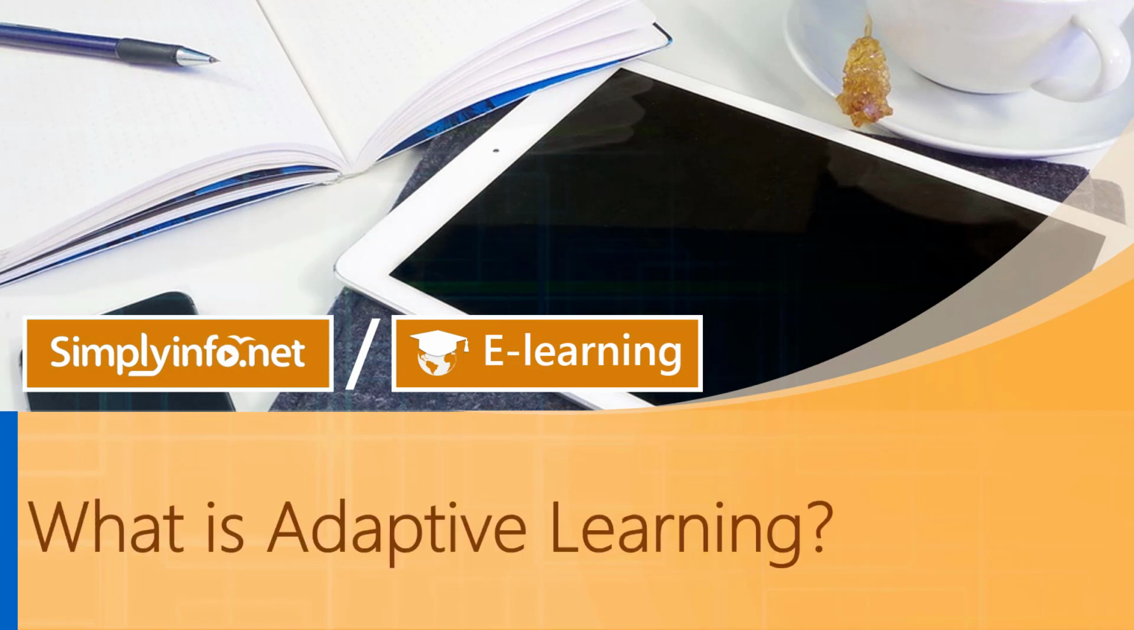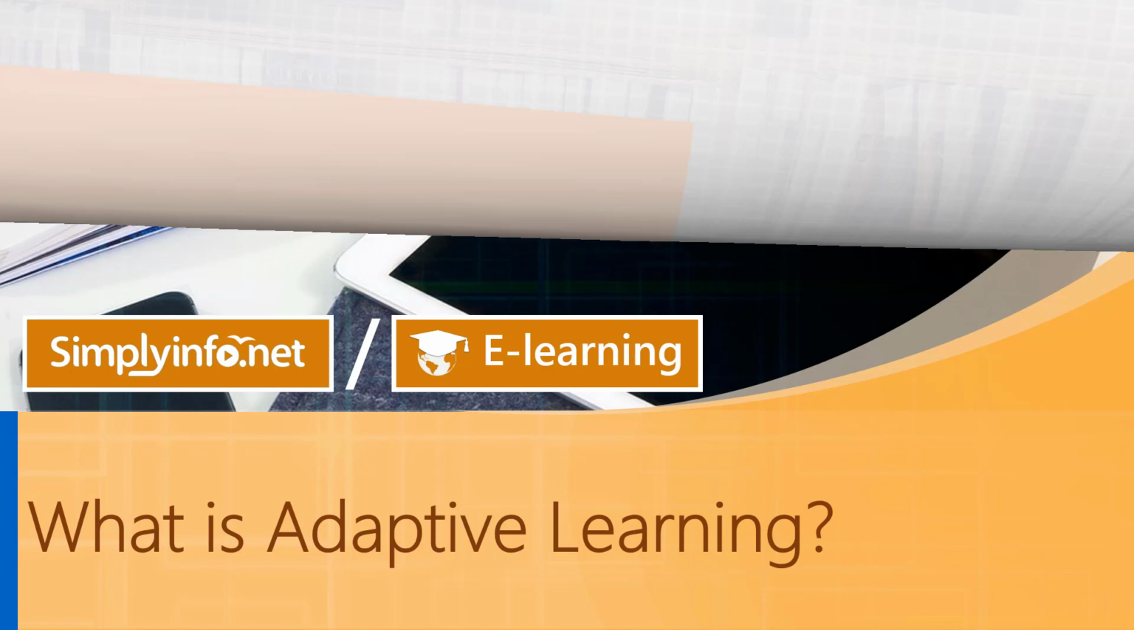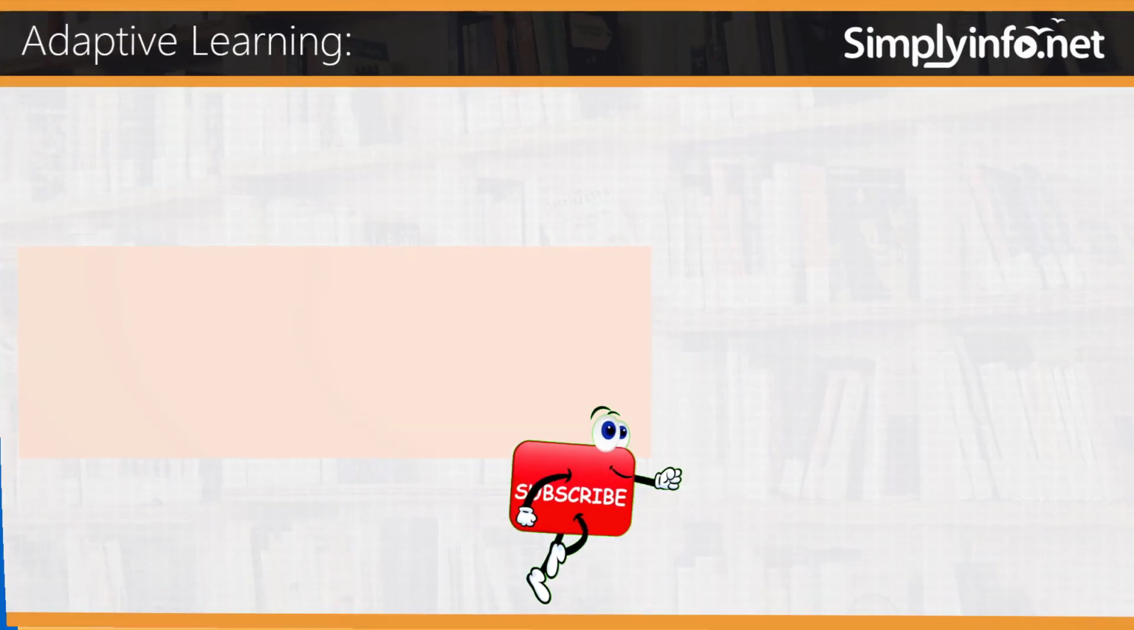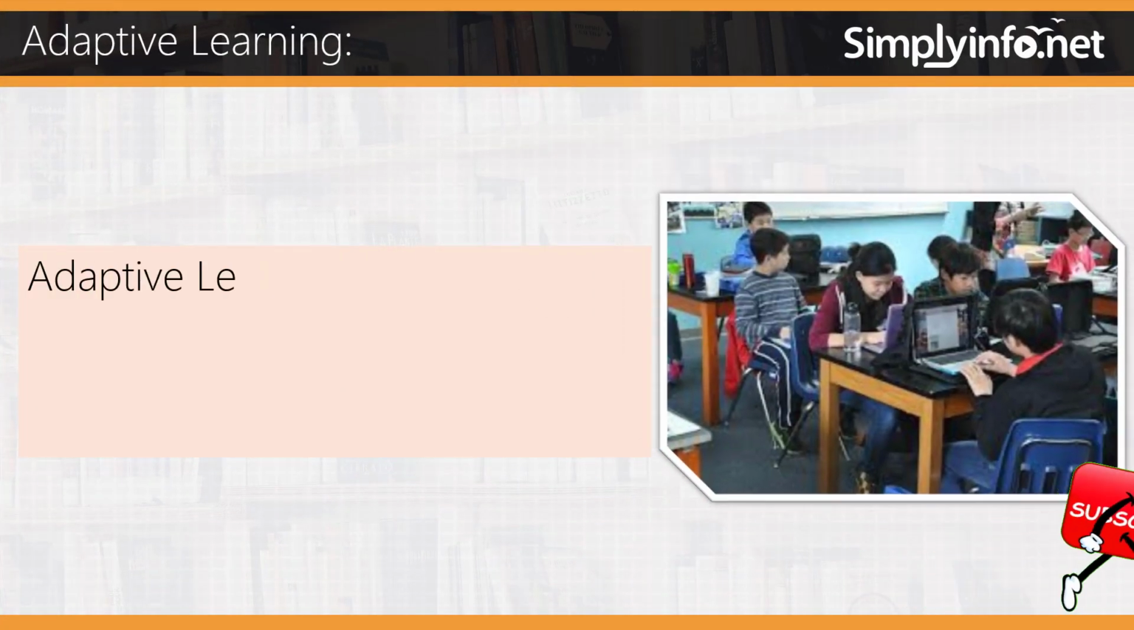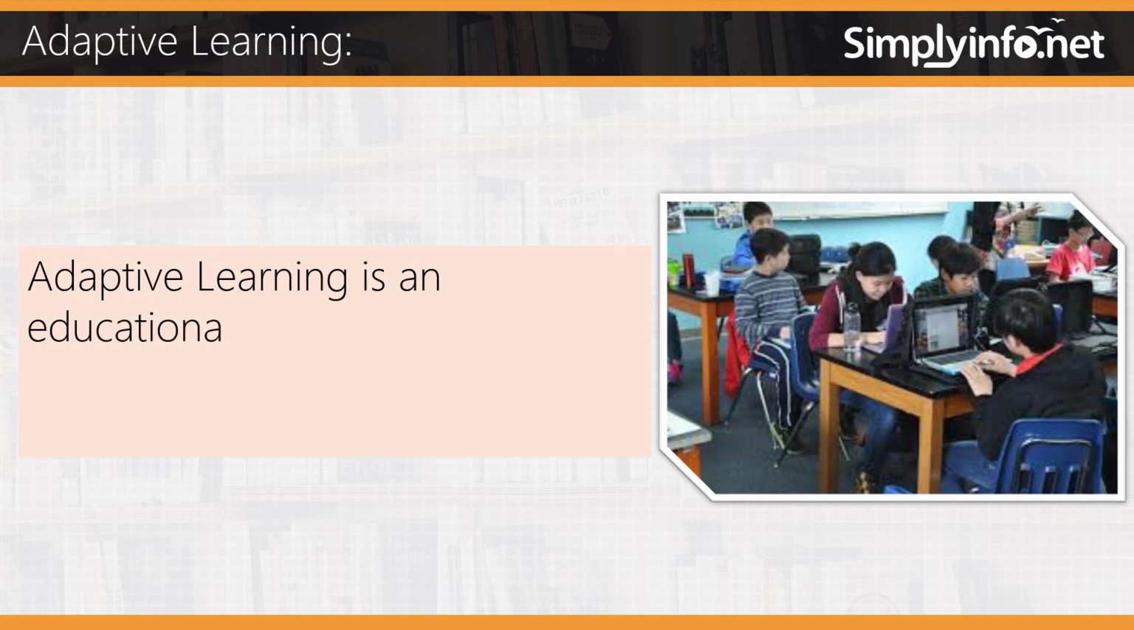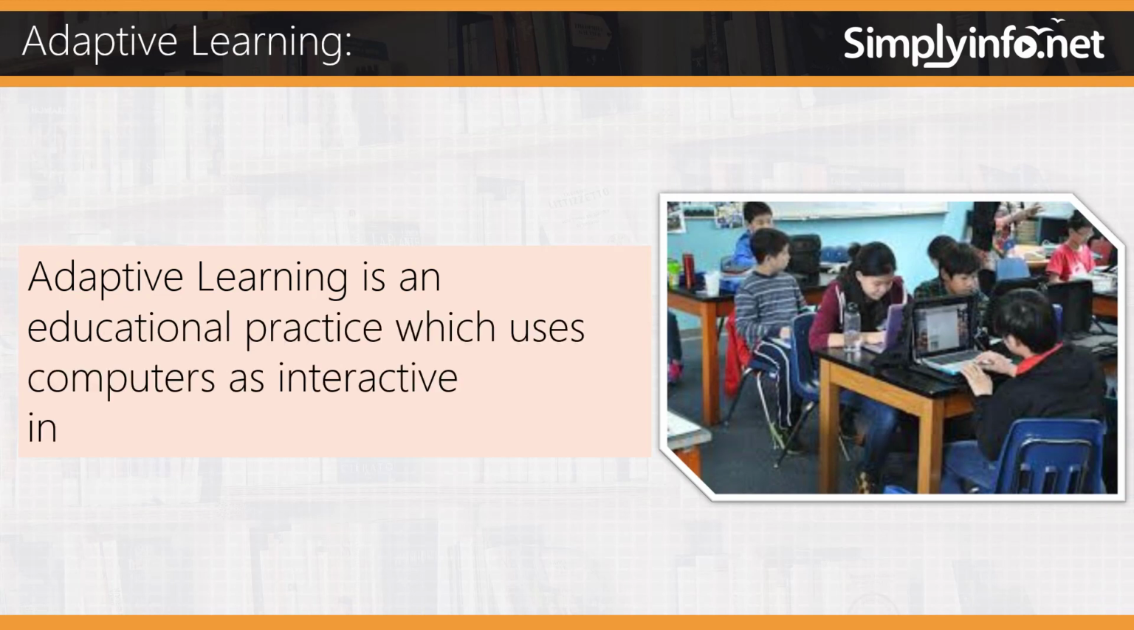What is adaptive learning? Adaptive learning is an educational practice which uses computers as interactive instructional devices.